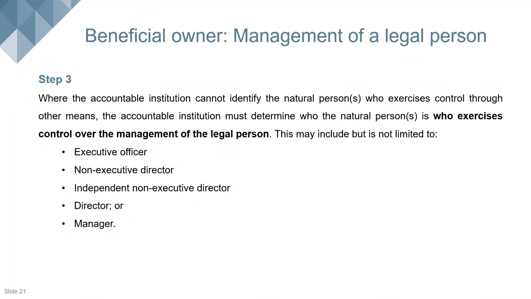And if you can't find control through other means, then you look at your client and you go to step 3. And you look for the person who exercises control over the management of the legal person. So the day-to-day operations, who influences the decisions of the legal person. And remember, I mentioned, depending on the structure of the entity, this title may differ. So it's important to understand the legal features of your client, to understand the role players that are involved in your client. So it could be an executive officer, it could be a non-executive director, an independent non-executive director, a director, a manager, or maybe even a CEO.